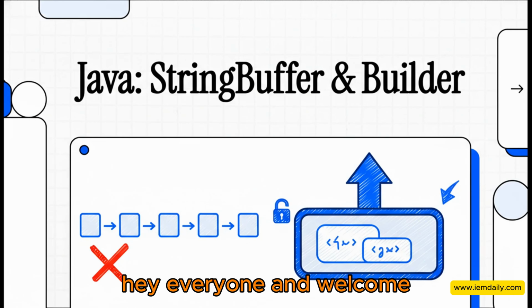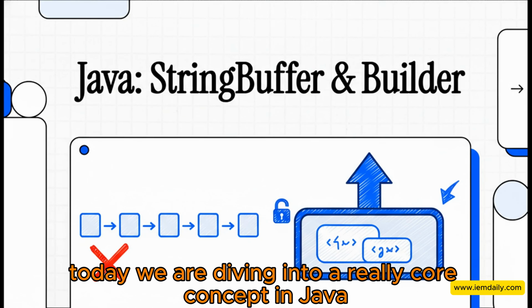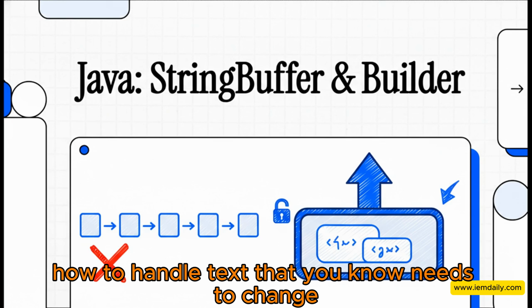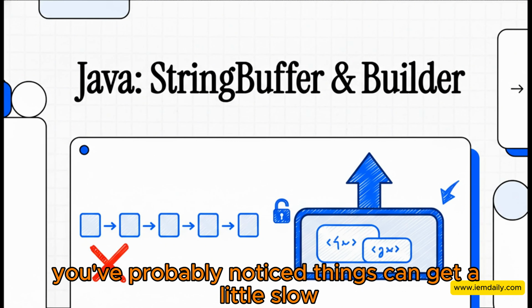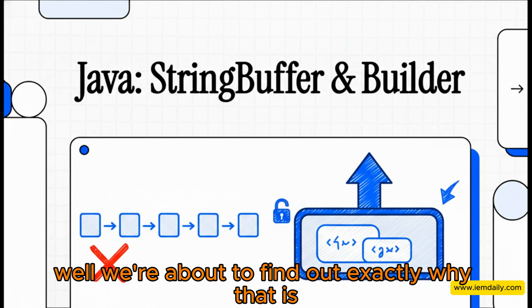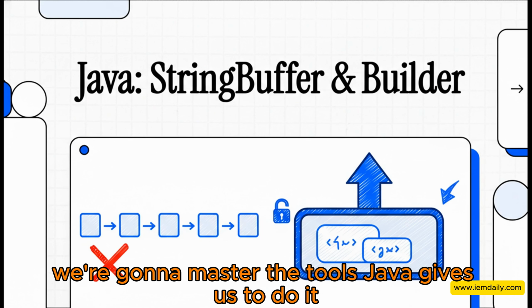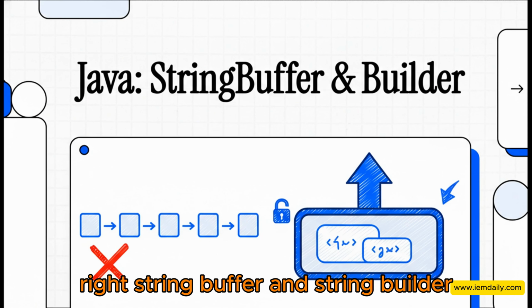Hey everyone, and welcome. Today, we are diving into a really core concept in Java, how to handle text that needs to change. If you've ever tried to build a string inside a loop, you've probably noticed things can get a little slow. Well, we're about to find out exactly why that is, and then we're going to master the tools Java gives us to do it right, StringBuffer and StringBuilder.